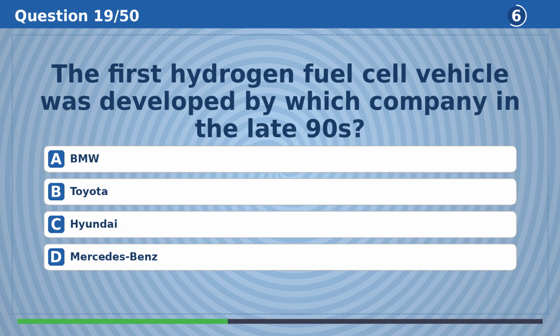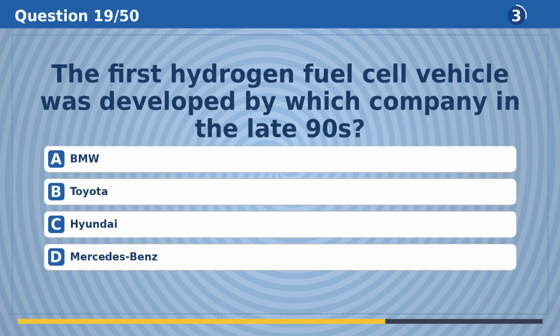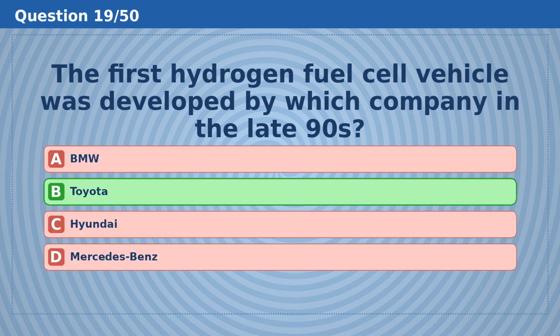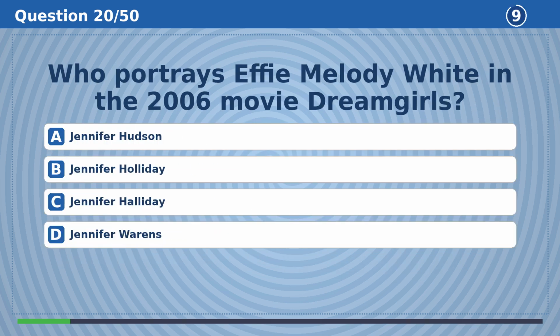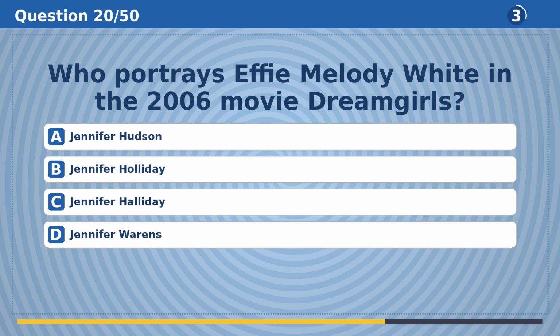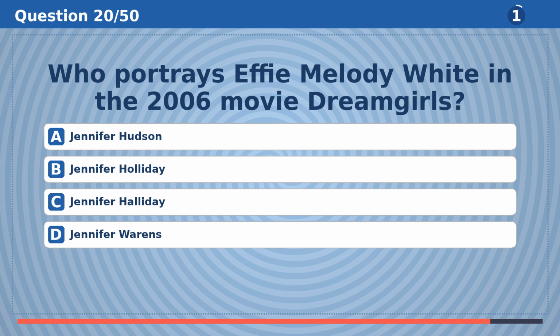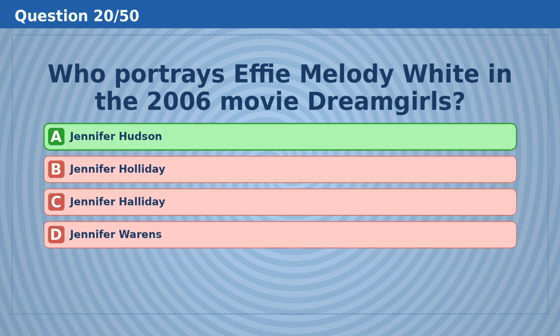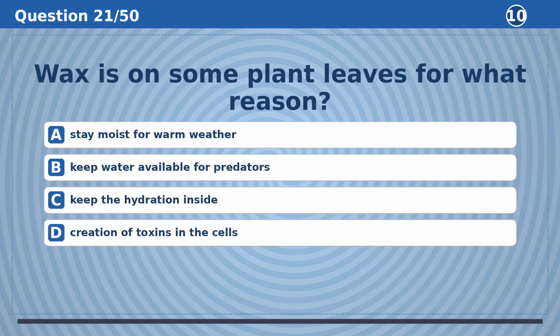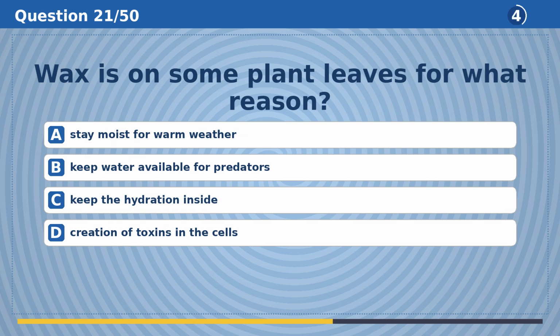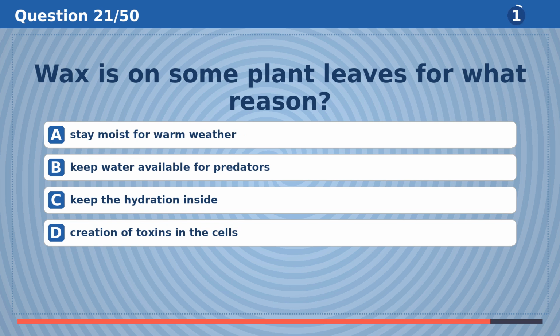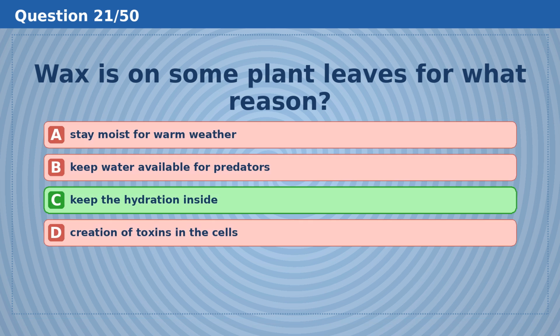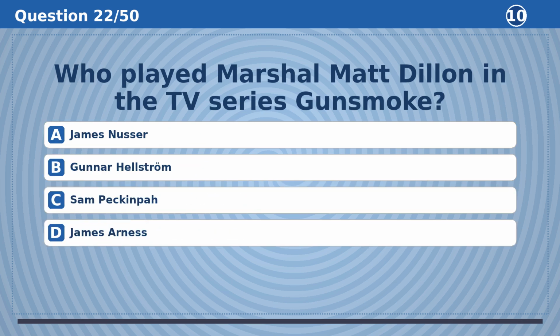The first hydrogen fuel cell vehicle was developed by which company in the late 90s? The answer is B. Toyota. Who portrays Effie Melody White in the 2006 movie Dreamgirls? The answer is A. Jennifer Hudson. Wax is on some plant leaves for what reason? The answer is C. Keep the hydration inside.